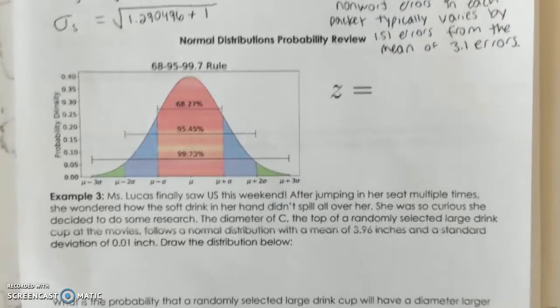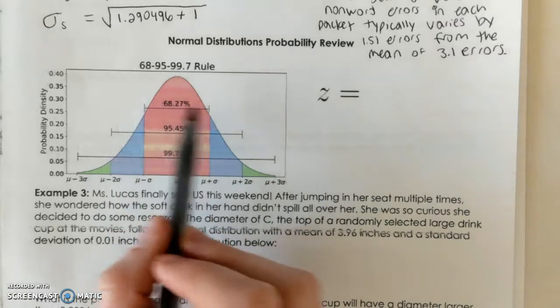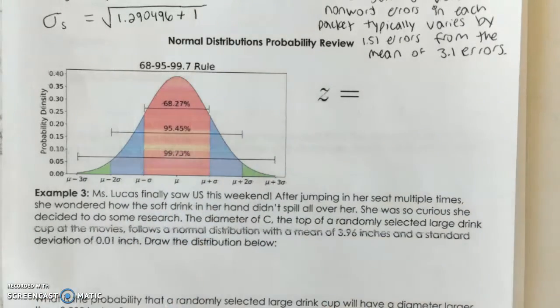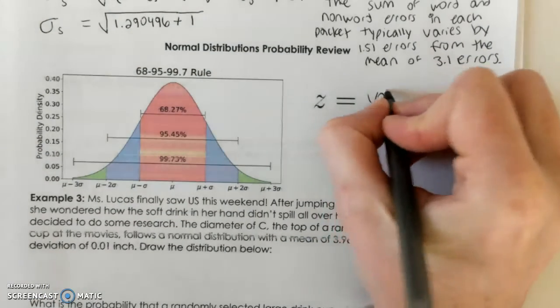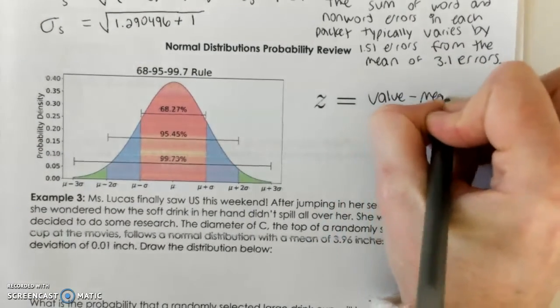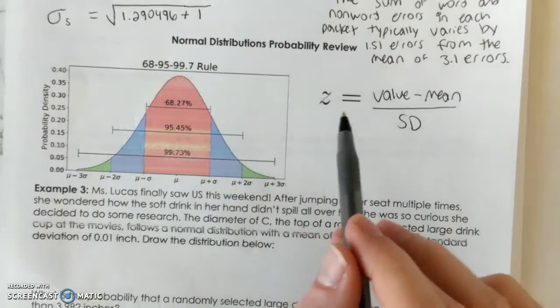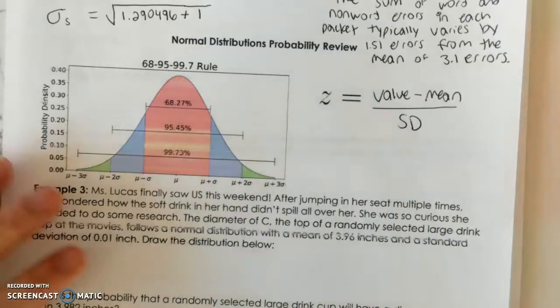Okay, now I'm going to do a real blast from the past with normal distribution probability review. This is our last section. All right, so remember, here's our empirical rule. 68% of the data is within 1 standard deviation, 95 is within 2, and 99.7 is within 3. Remember our z-score formula, value minus mean over standard deviation is equal to z. And z is the number of standard deviations above or below the mean that a certain value is. Okay?